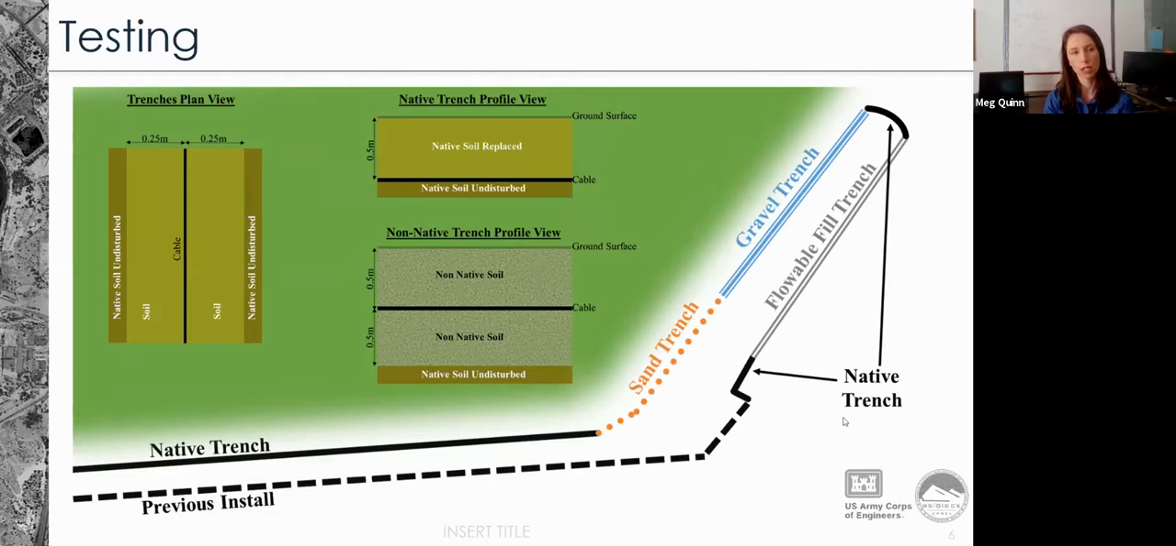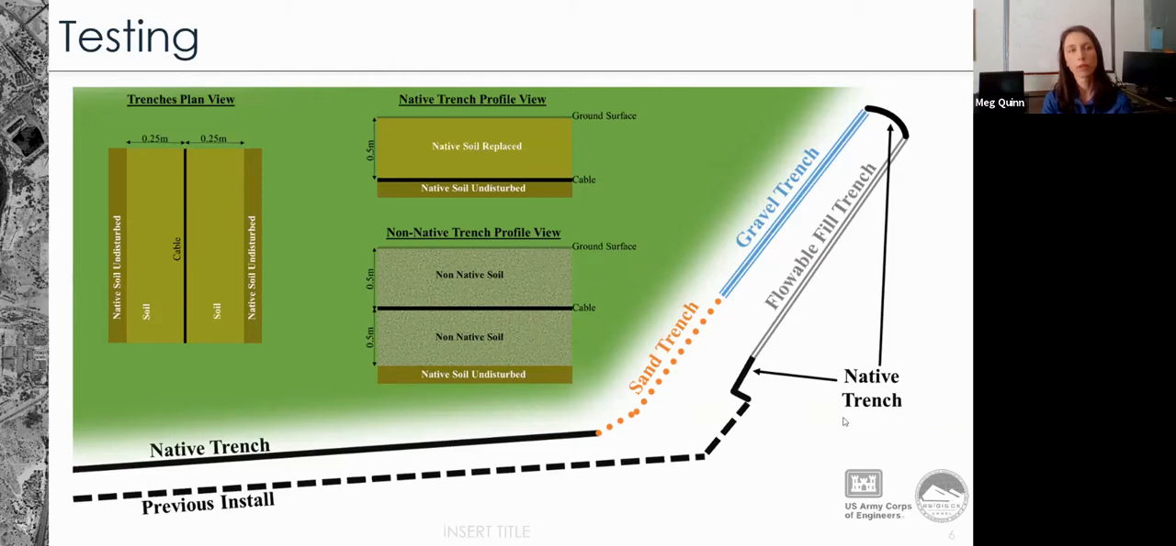And we spliced into it a new portion of cable, the same cable type as the original install. We excavated a trench about 3 feet deep for fill types that weren't native, and then 2 feet deep for native fill types. Once the trench was excavated for the whole length of the new portion of array, we went back, and if we were testing flowable fill or gravel or sand, we placed 1 foot of fill in those trenches and compacted it. And then we laid the new portion of cable, the entire length from the splice all the way to the end of the new portion of array, and again, backfilled over it.